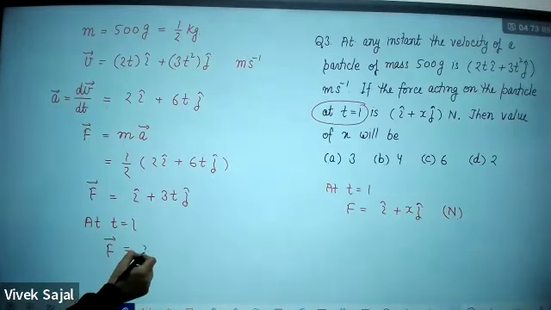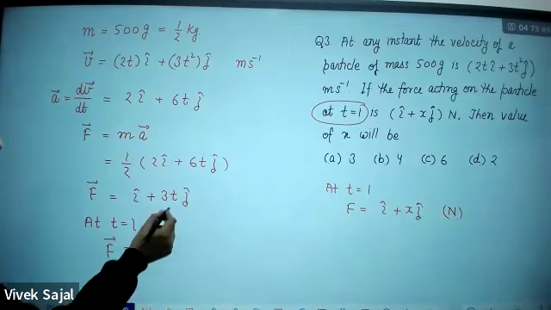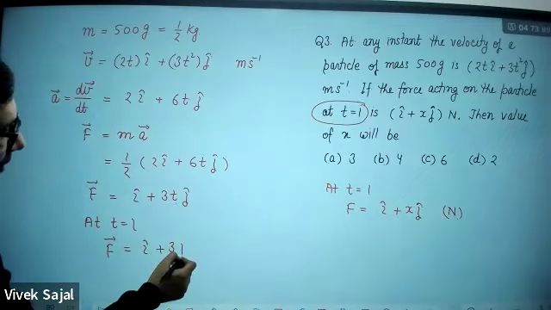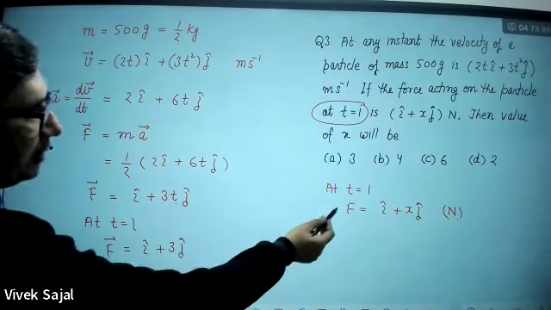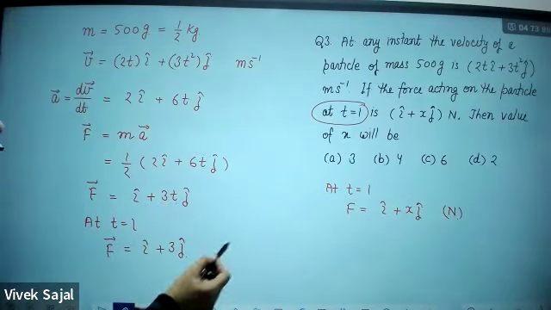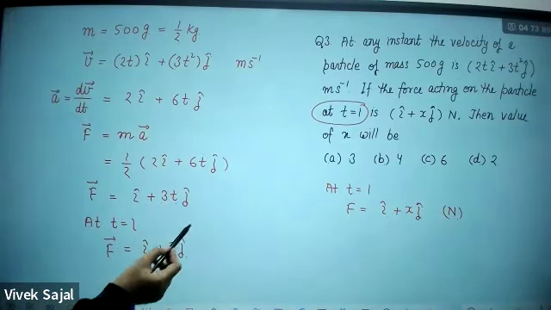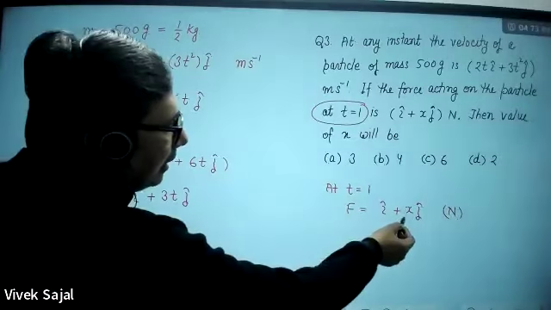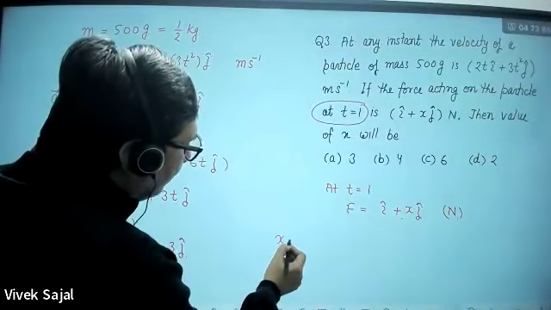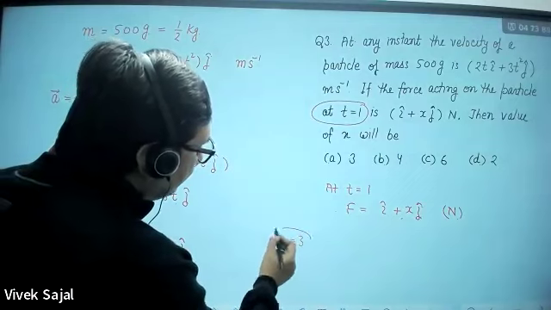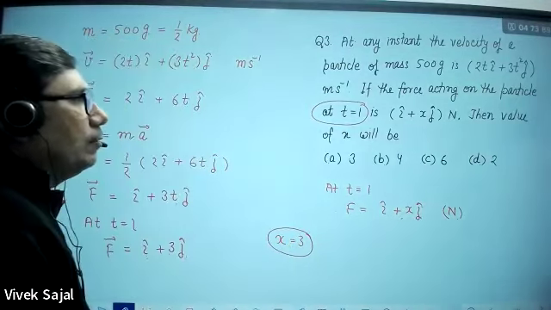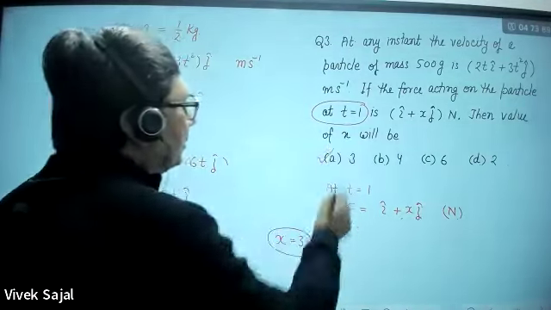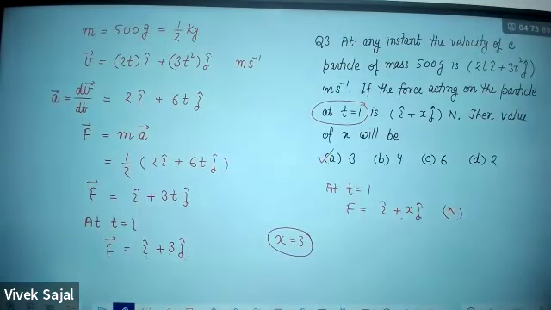F will be equal to i cap plus 1 is here, so this will be 3j cap. If you compare these two expressions, whatever is given in the question and this one, i cap is okay, this is 3j cap, here this is xj cap. So what will be the value of x? That will be 3. So here the value of x will be 3. Okay? This will be the answer. So option A is the correct answer.